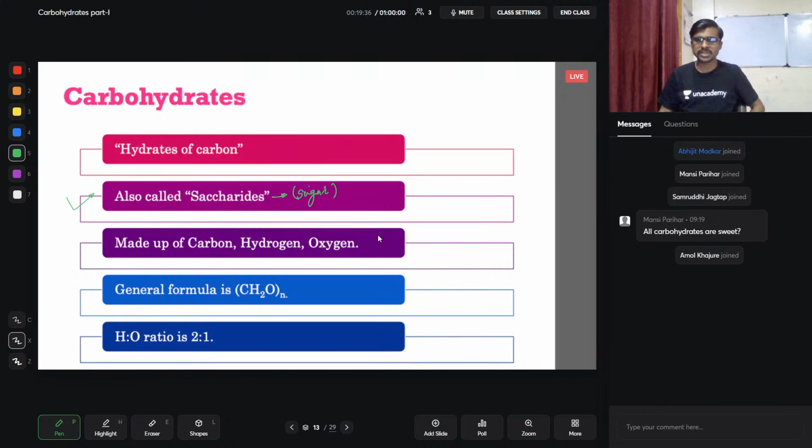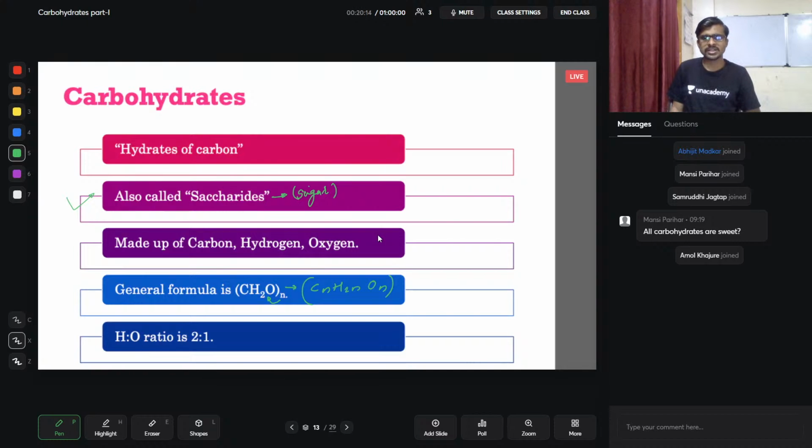So made up of carbon, hydrogen and oxygen. Okay, so they do not have any extra component in their simple structure. I am again underlining the words simple structure. Sometimes they can be a modified form. The general formula is CH2O, and in a bracket there is an n. So you can write it like CnH2nOn. This is also the formula, it's the same. It is just after multiplying the inside of the bracket by n.